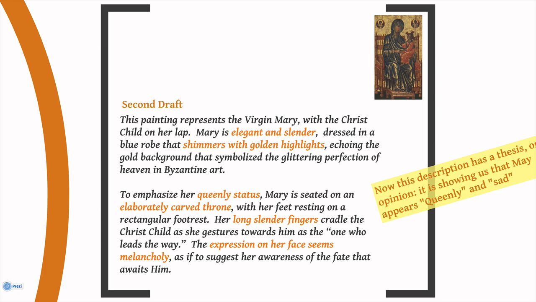This painting represents the Virgin Mary with the Christ child on her lap. Mary is elegant and slender, dressed in a blue robe that shimmers with golden highlights, echoing the gold background that symbolized the glittering perfection of heaven in Byzantine art. To emphasize her queenly status, Mary is seated on an elaborately carved throne, with her feet resting on a rectangular footrest. Her long, slender fingers cradle the Christ child as she gestures towards him as the one who leads the way. The expression on her face seems melancholy, as if to suggest her awareness of the fate that awaits him.